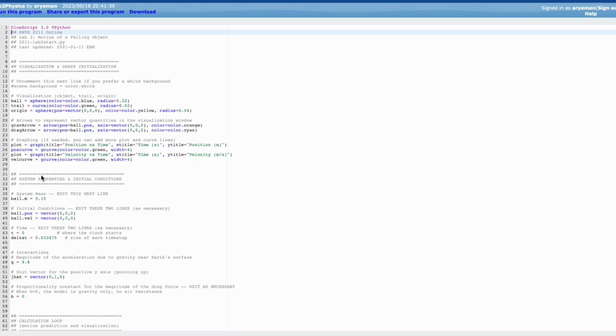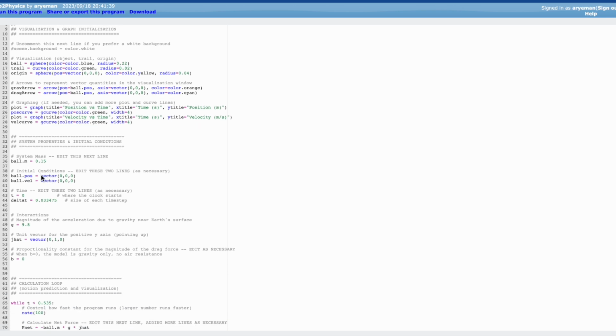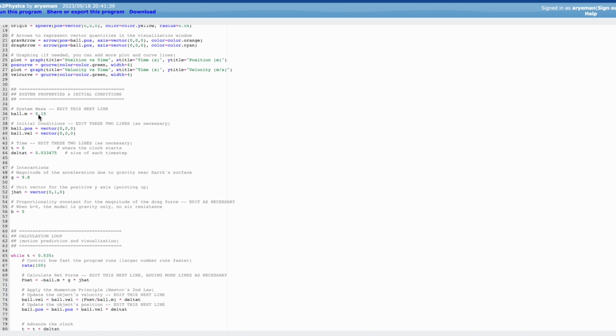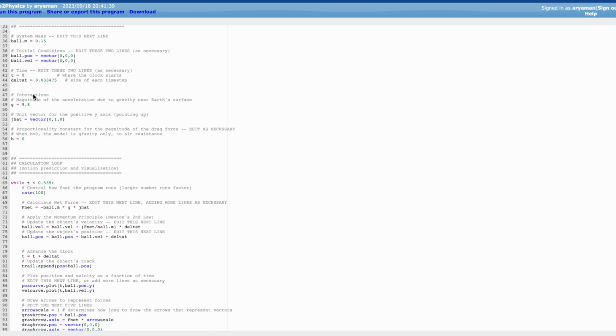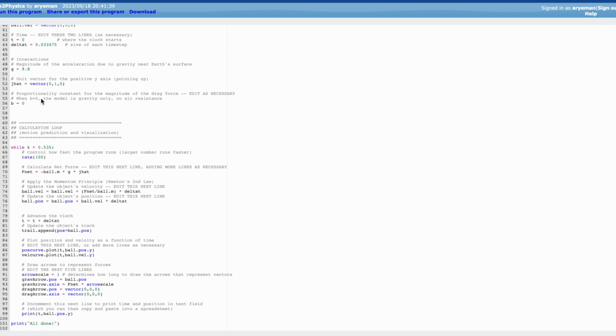Our falling object with VPython, and we're studying the motion of the object. So we've taken the mass to be 0.15 kilograms, with the initial velocity being 0, and a time step of about a third of a second. And then we're studying that over the course of 0.535 seconds, does it fall, and how it falls.